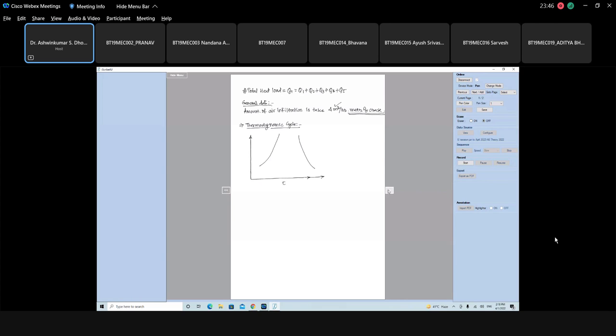Here it has to be enthalpy, sorry, enthalpy, and here it is temperature. So this is the diagram of a cycle. Then you may have it like this.